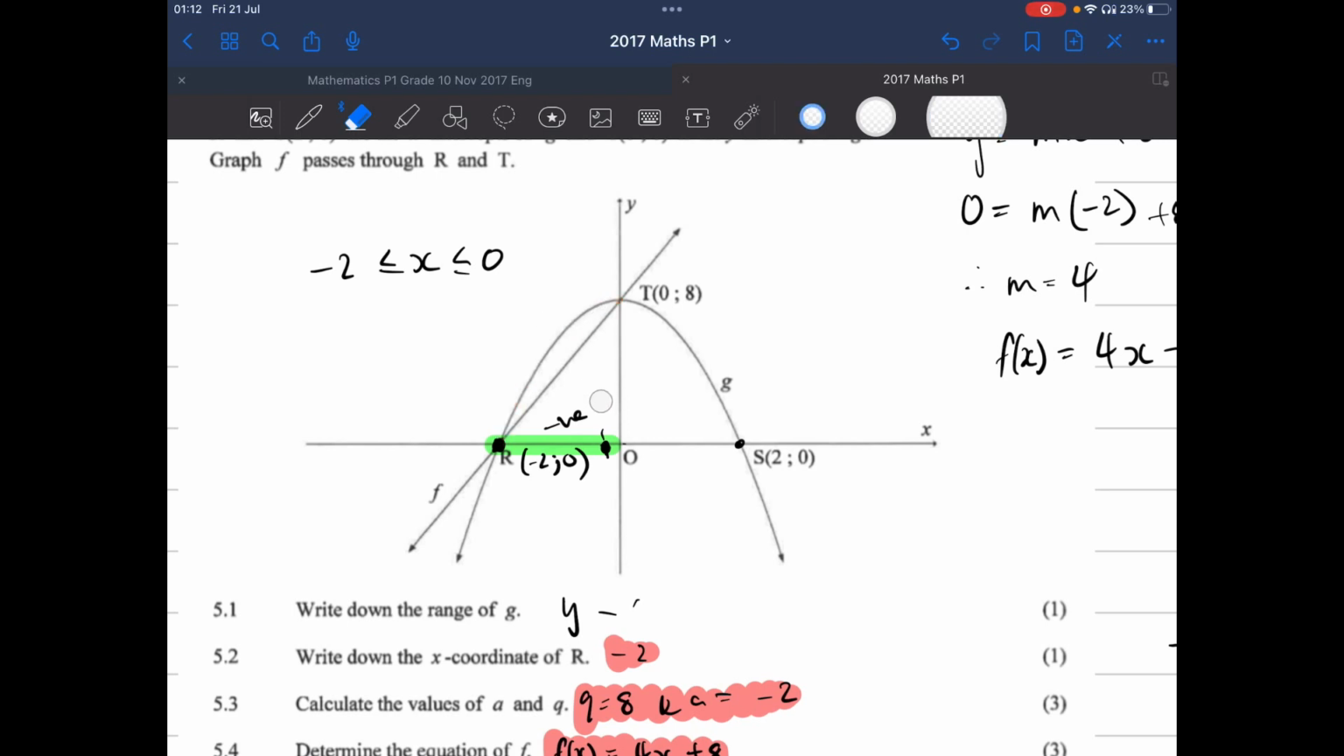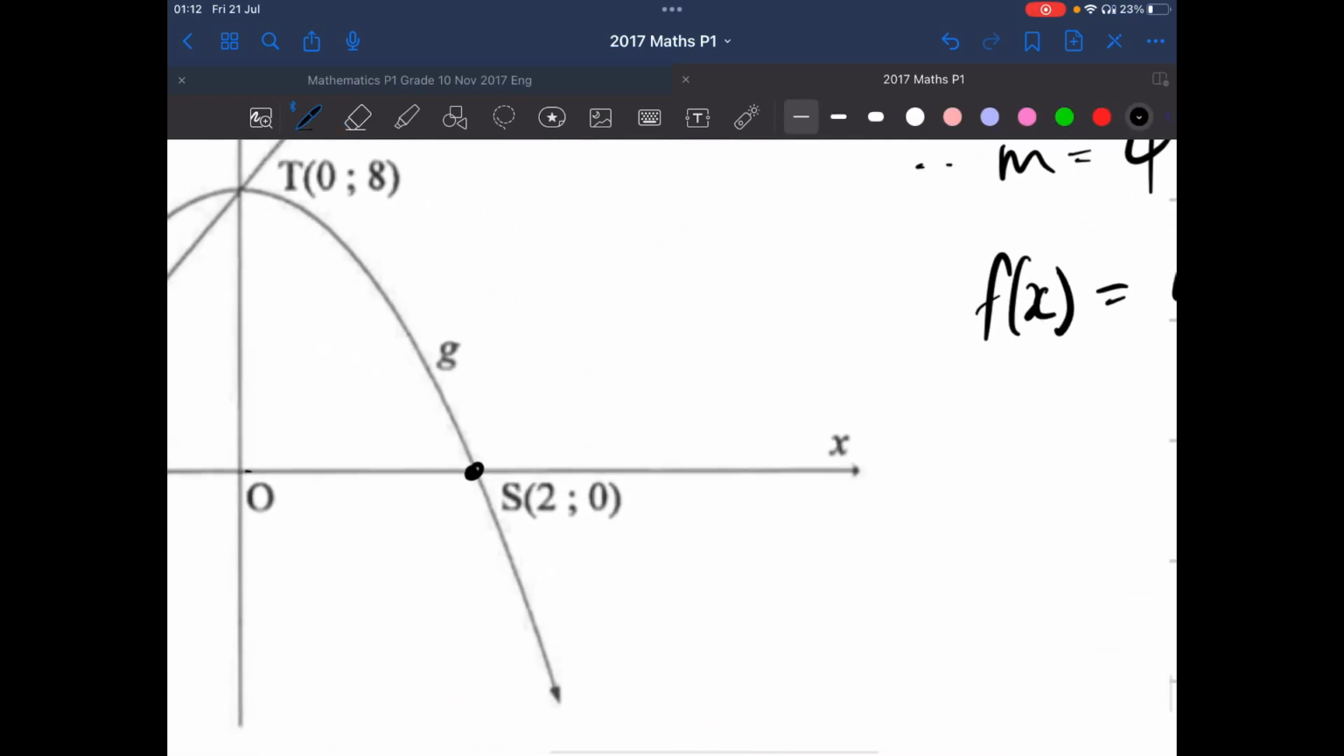Now let's consider the other side. Remember I said we can consider the two x intercepts. So let's look at this side now.